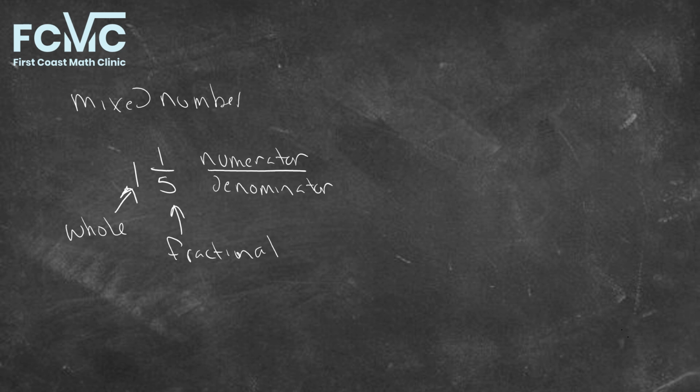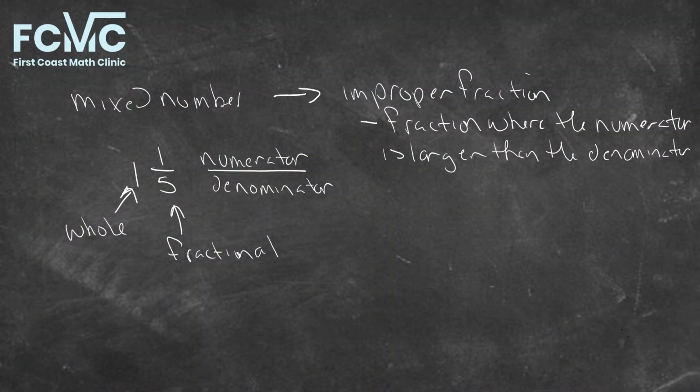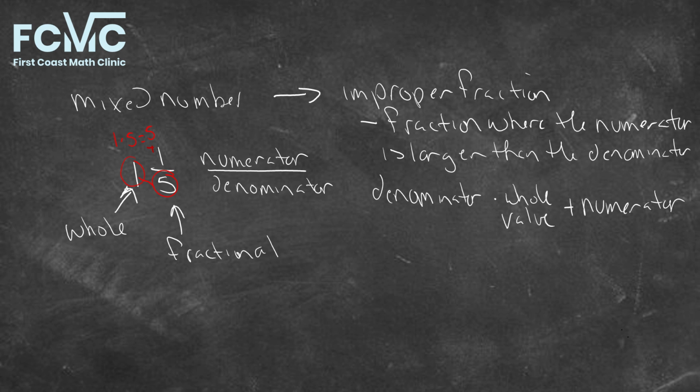Well, we can convert this to an improper fraction. An improper fraction is a fraction where the numerator is larger than the denominator. So here's how we're going to do that. We're going to start with our denominator, and we're going to take our denominator and multiply it by our whole value. So we're going to have 1 times 5, which we know gives us 5. And then to that, we're going to add our numerator. So this is going to be 5 plus 1. And that becomes our new numerator over our original denominator.